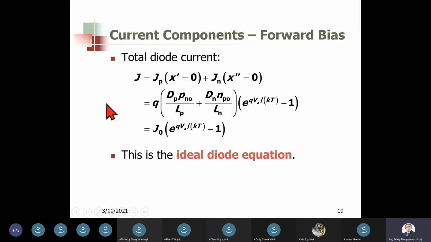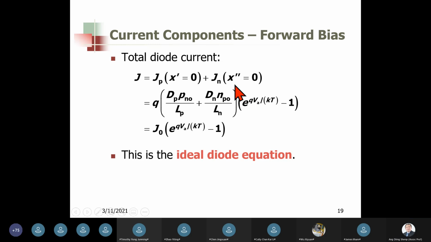So for a given forward bias voltage, V_A, you can calculate J. And J naught is a constant term shown by this expression here, which can be predetermined as well, once the doping concentrations of the P and N regions are known, and the mobilities of electrons and holes are known, and the lifetime of the electrons and holes. Okay? All right.